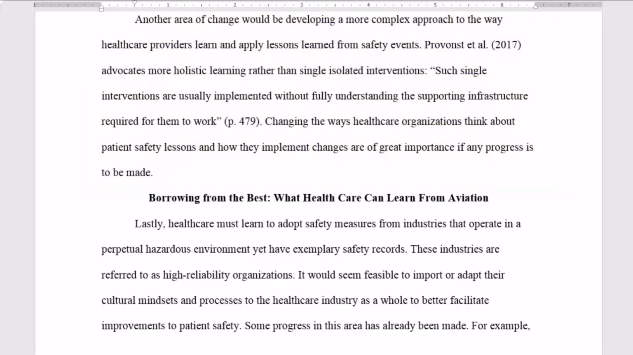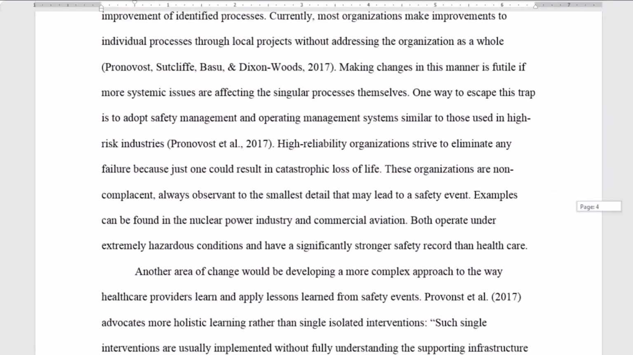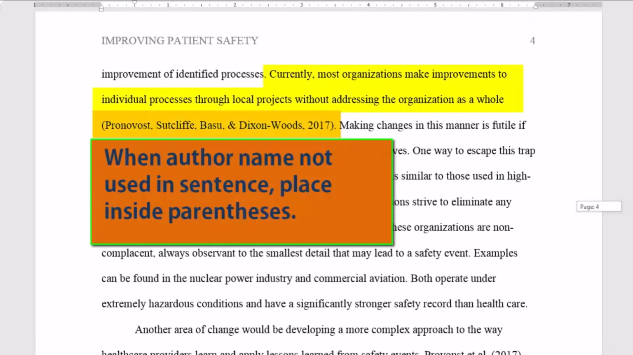State the main point, support the main point with sources. Now, if the author's name is not used in the sentence, then it does go inside the parentheses, as you see here with Pronovost, Sutcliffe, Basu, and Dixon Woods. There is no page number because this is not a quotation.